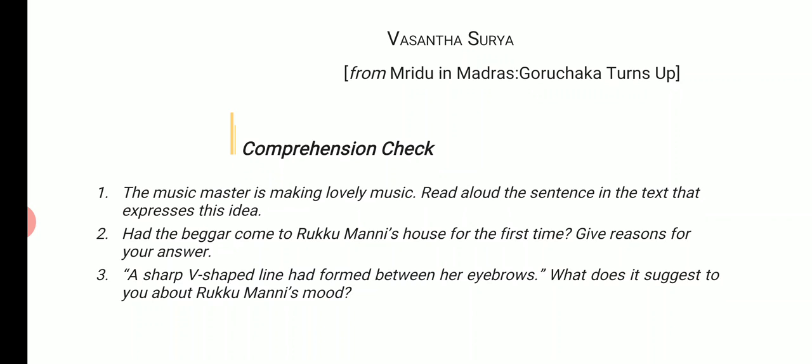You have to tell about that. Tapi told that this beggar had been coming here for the last week. So from this line you can say that he is not coming for the first time, he was continuously coming since last week. Third question: a sharp V-shaped line had formed between her eyebrows. What does it suggest to you about Rukmani's mood? So a V line was there on her forehead. This means that she was in an angry mood. Who was in the angry mood? Rukmani was in the angry mood.